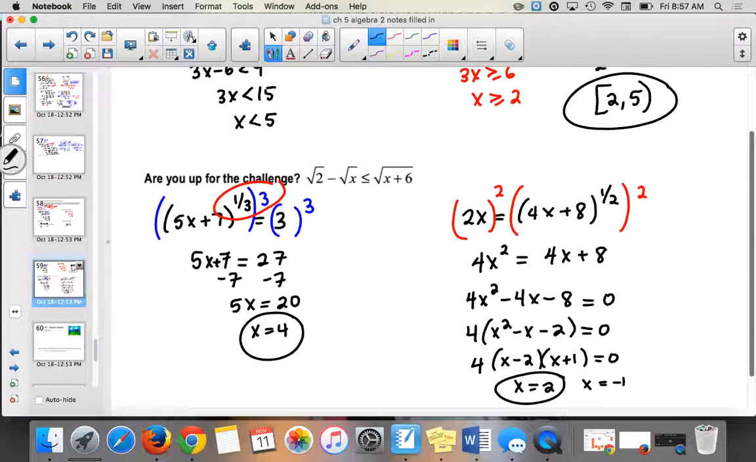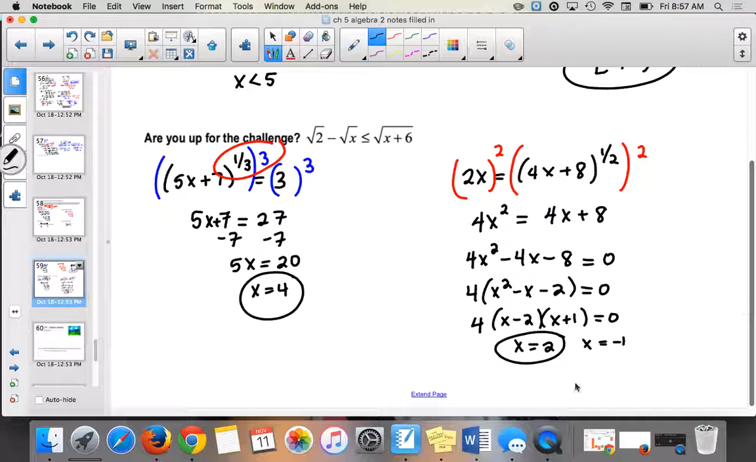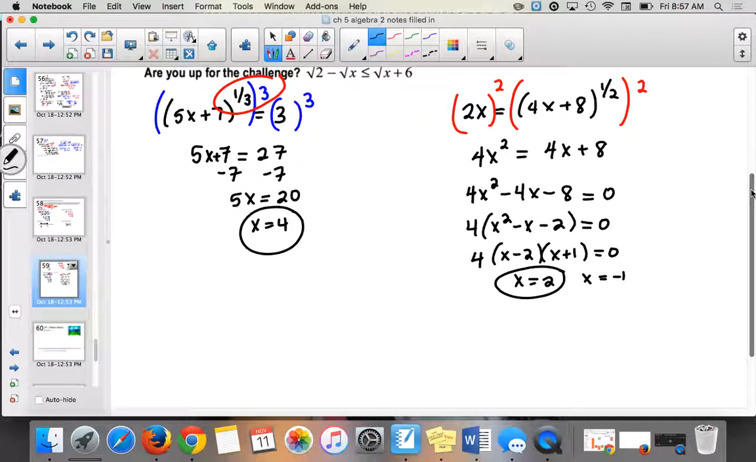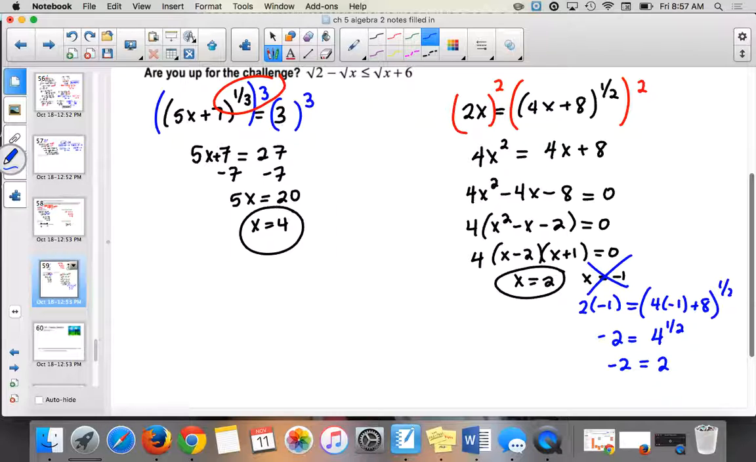Negative 1, does that work? No, because if you plug that in, so some of you guys are seeing it already, if you plug it into the original, you have 2 times negative 1, and you're seeing if it's equal to 4 times negative 1 plus 8 raised to the 1/2 power. So you get negative 2 equals 4 to the 1/2 power, which is the square root of 4. So we get 2 equals negative 2. That one doesn't work. So the square root ones I would still check.